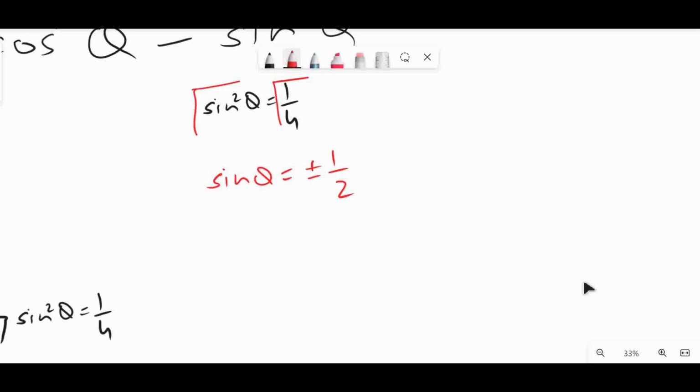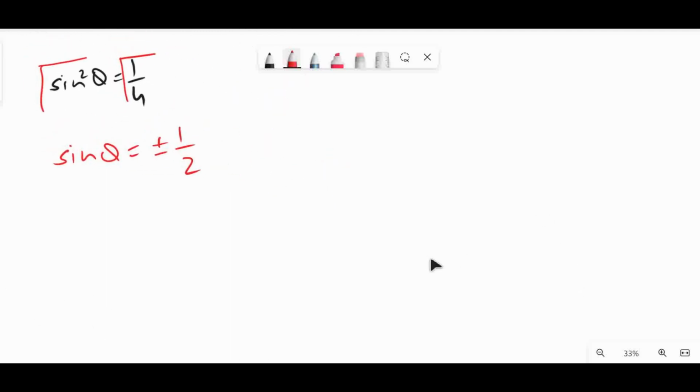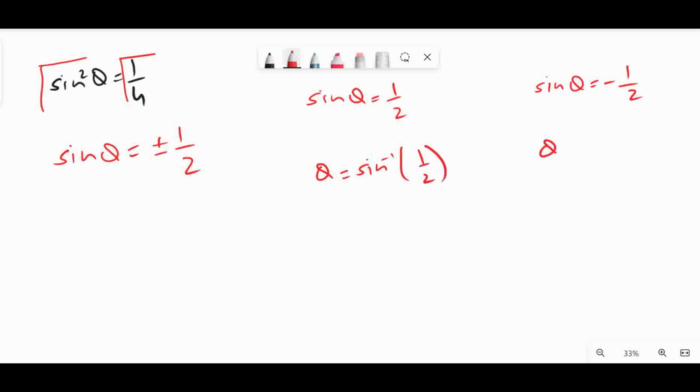The first one is sine theta is equal to 1 by 2, and the second one is sine theta is equal to minus 1 by 2. So from here we can say theta will be equal to sine inverse of 1 by 2, and theta will be equal to sine inverse of negative 1 by 2.